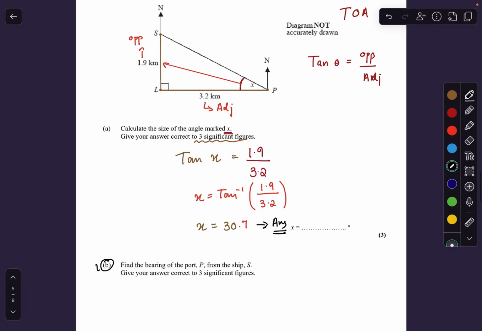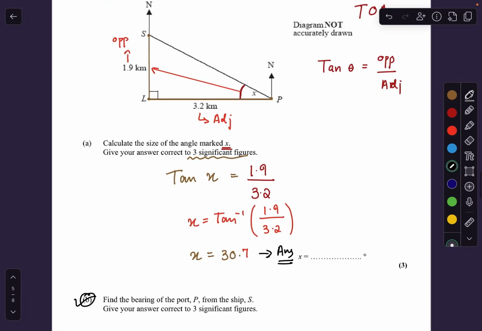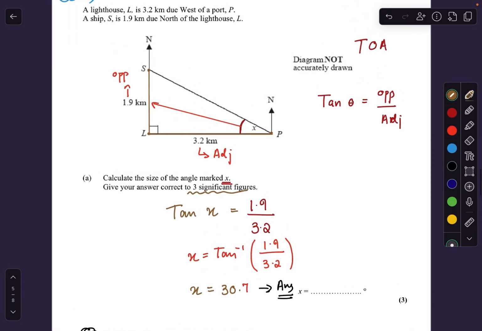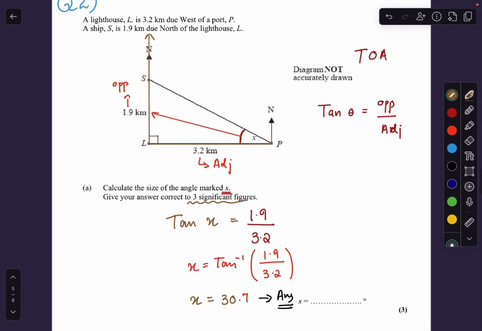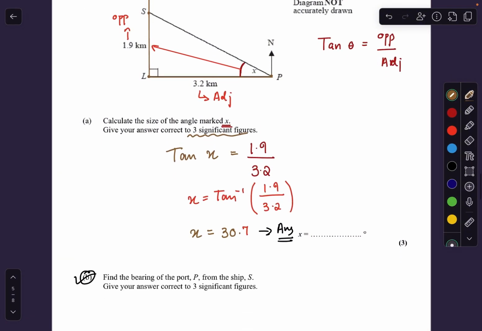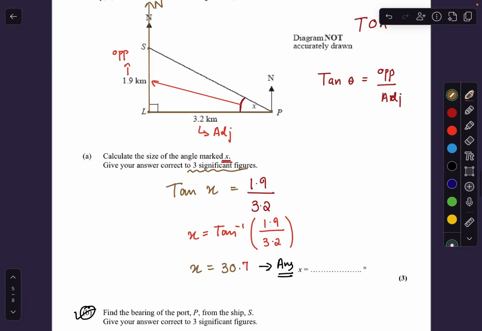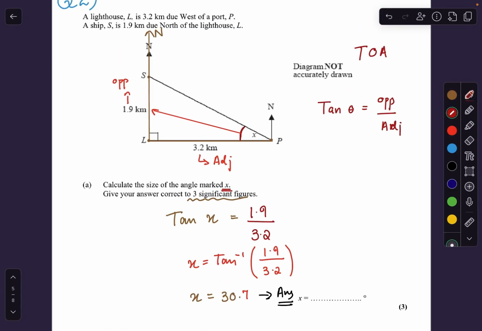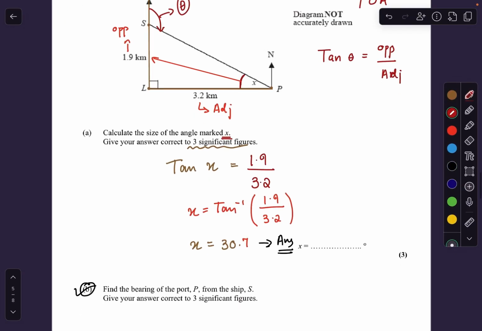Now, moving towards part B, find the bearing of the port P from the ship S. Now what we are doing is from the ship S. It means starting from the ship S over here. We have to start from S, north of the S, and get to the P, the bearing of P. So the line is S going towards the P. It means this is the bearing angle we are going to find out. So the angle theta which we are finding is this one.